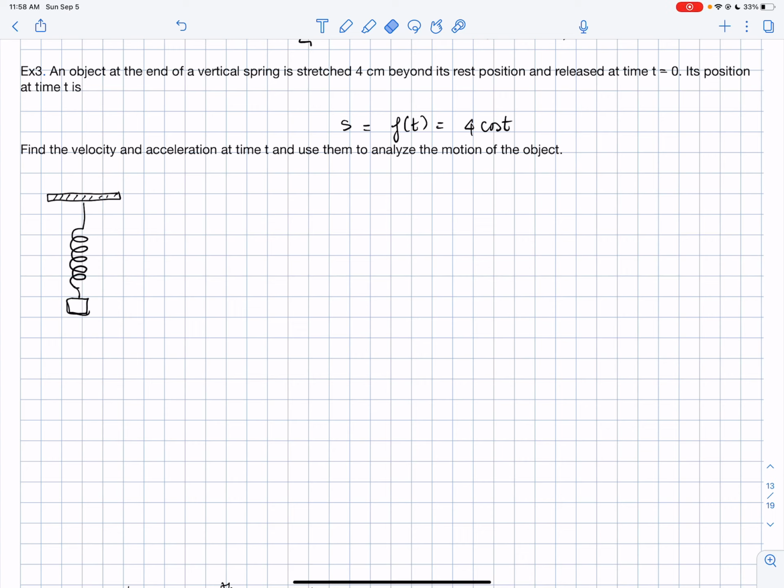Example number 3. An object at the end of a vertical spring is stretched 4 cm beyond its rest position and released at time t equal to 0. Its position at time t is s equals f of t equals 4 cosine of t. We want to find the velocity and the acceleration at time t.